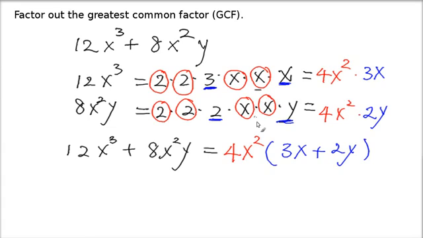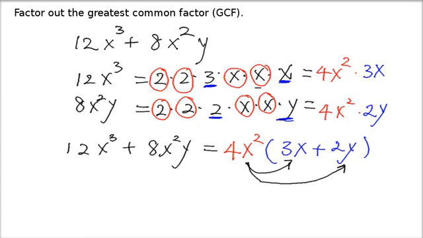So now you can verify your computation by distributing 4x squared into the parentheses. So 4x squared times 3x is 12x cubed. 4 times 3 is 12. X squared times x is x cubed. And then you get the second term back by multiplying 4x squared by 2y. So 4 times 2 is 8. X squared times y is x squared y. So this is the factoring of the polynomial. Let's take a look at another example.